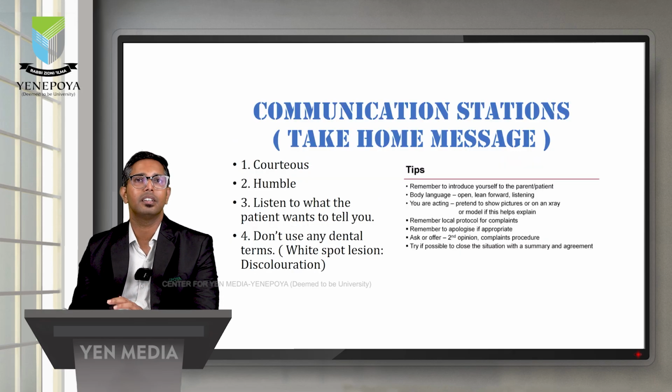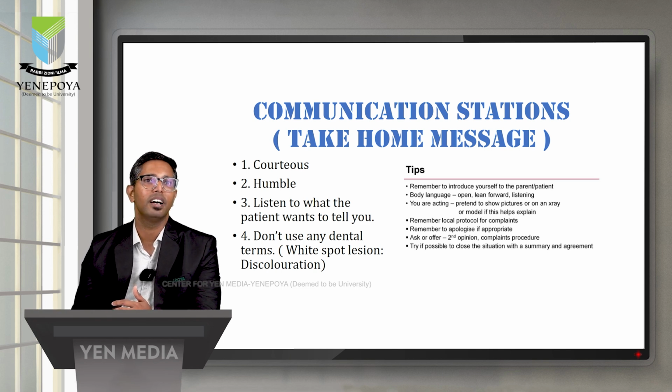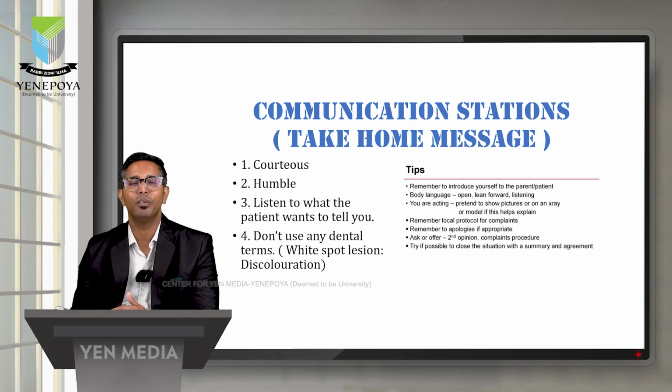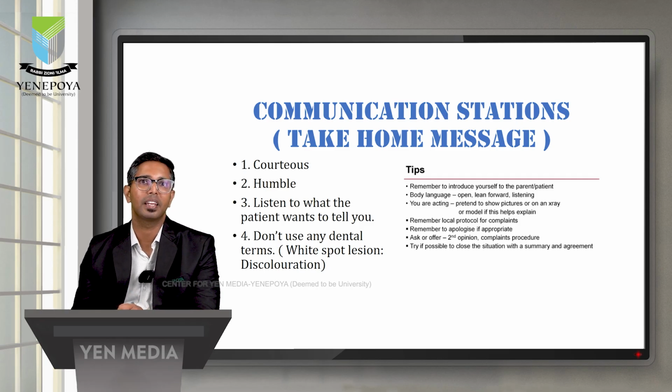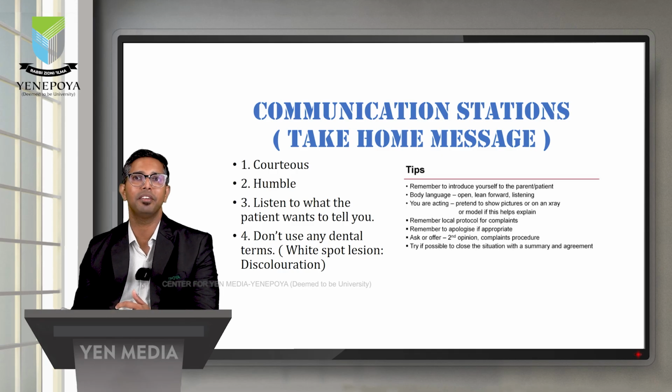So what is the take home message for the communication station? Just be courteous, be humble, listen to what the patient wants to tell you, and don't use any dental terms. So like white spot lesion, you can say discoloration. Okay, remember to always introduce yourself to the parent. Body language should always be open, lean forward and listening. You are acting, so pretend to show pictures or an x-ray or model if this helps explain the problem.